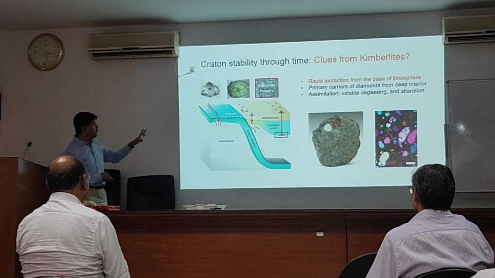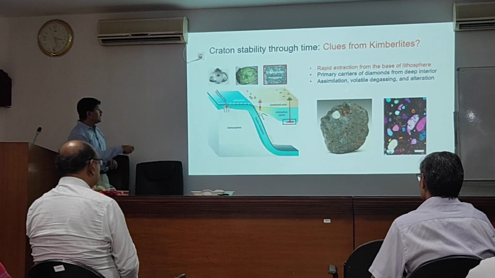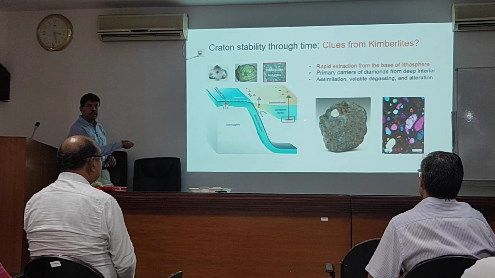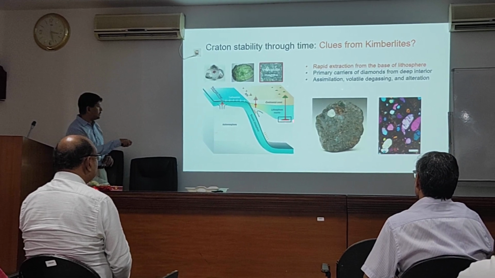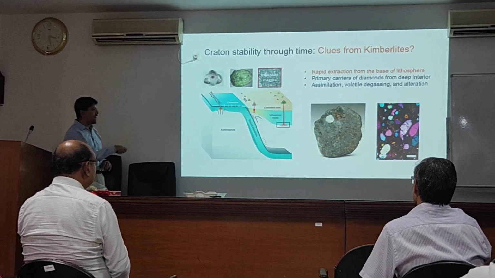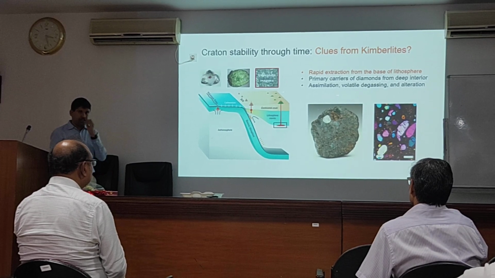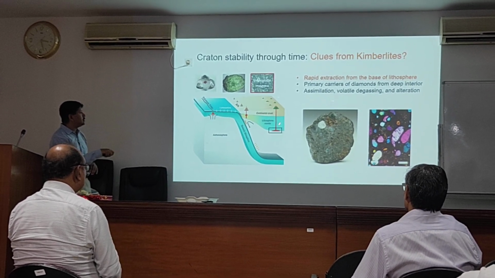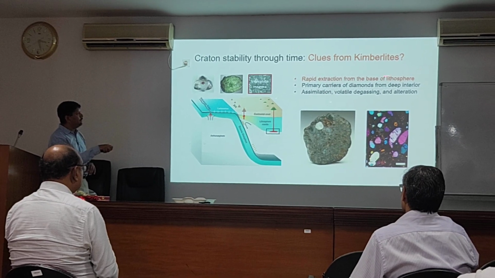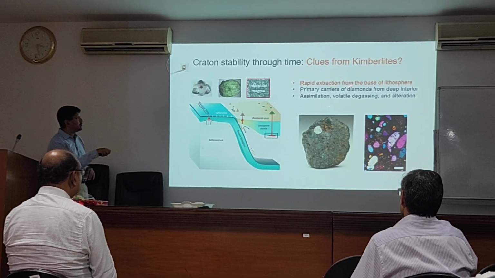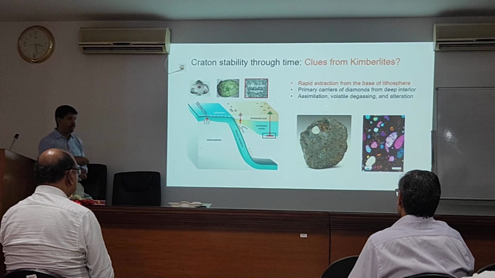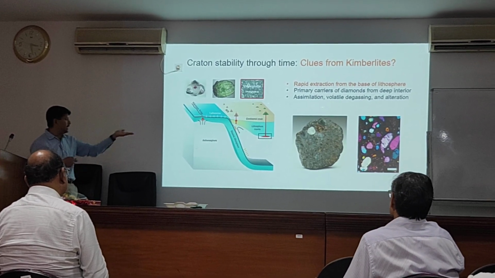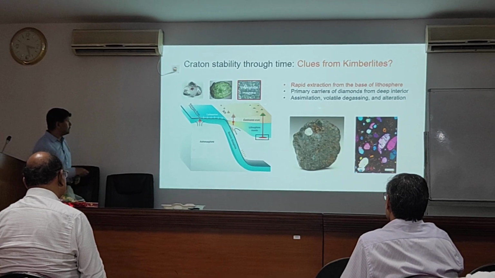But the good thing about kimberlites is they rapidly erupt from the base of the lithosphere. So they equilibrate at the base of the lithosphere, but erupt very, very rapidly. So they have limited interaction through the lithosphere, at least that's the conventional idea. That means if we can come up with the depth of generation of kimberlite, there may be some way of correlating that with the base of the lithosphere, or the lithospheric thickness, if that's their last equilibration.